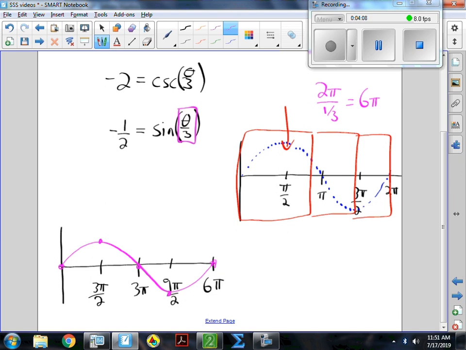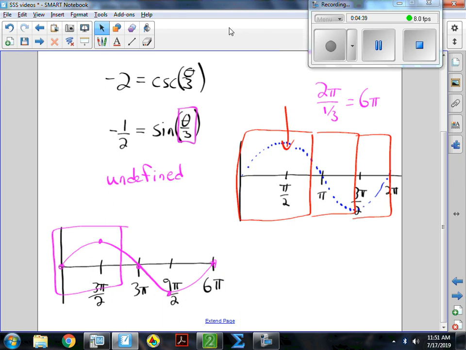So from 0 to 2 pi, which we could estimate is about right here, there are no negative values for the curve. So the answer to this question, since there are no negative values there, is that there's no angle where sine can equal -1/2 from 0 to 2 pi. So this is undefined. Now, if it wasn't from 0 to 2 pi, we could still solve that. We could solve this for a general solution, but there's no specific answer from 0 to 2 pi.